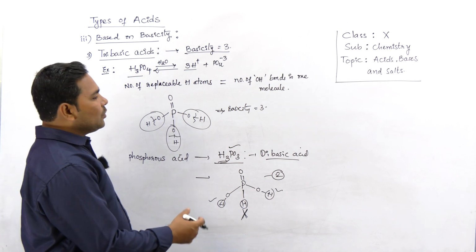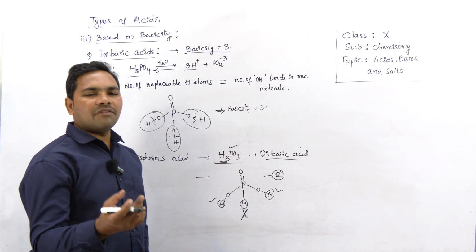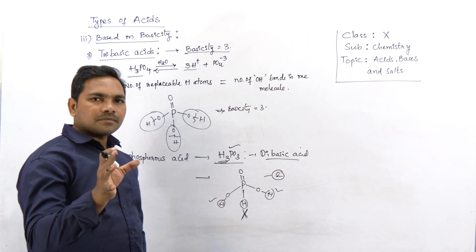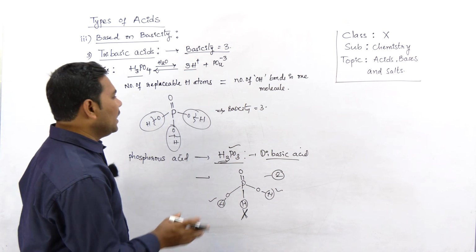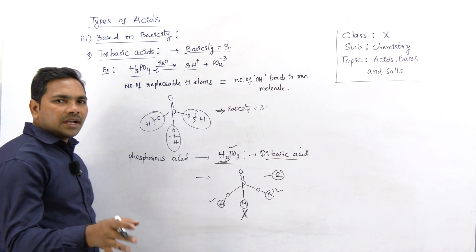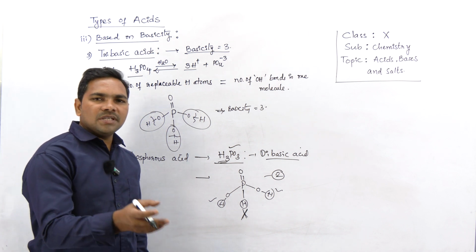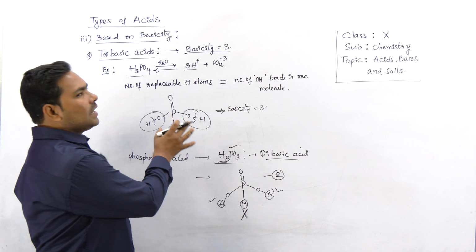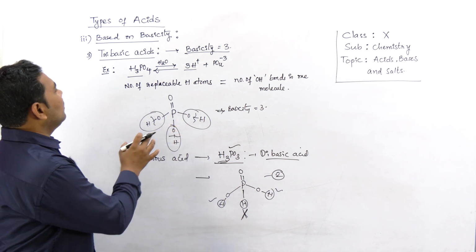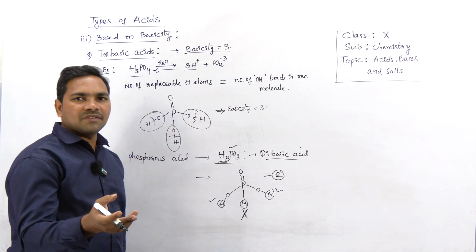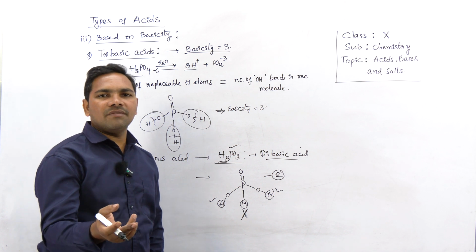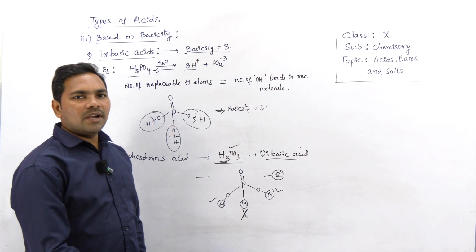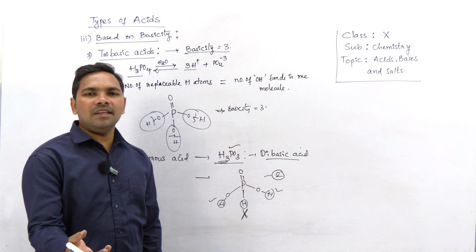Like this, if you can write the formula of any acid, then we can identify its basicity, and based on basicity we can categorize them into monobasic acids, dibasic acids, or tribasic acids. It is one of the types of classification. First one is based on the source of acids, then based on strength of the acid, and based on basicity of the acids.